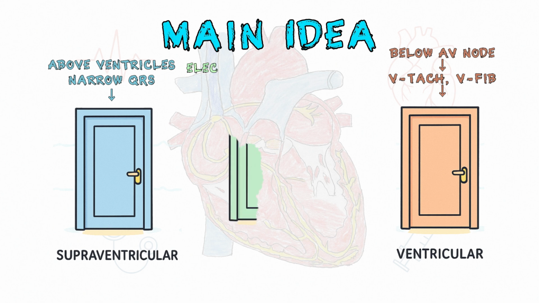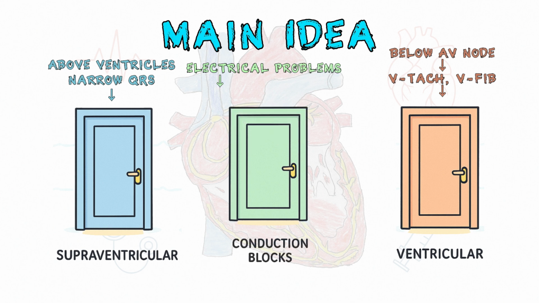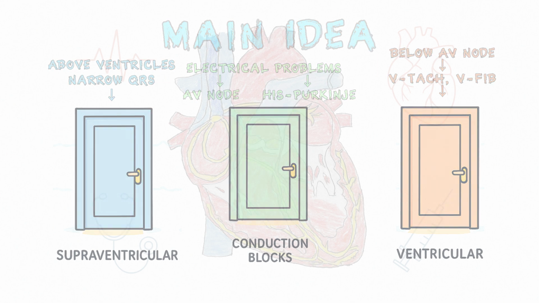C. Blocks or conduction disturbances. These involve problems in electrical transmission through the AV node or His-Purkinje system. These rhythms are not extra beats. They are delays, failures or disconnection in electrical conduction. These three branches form the foundation of everything we study in dysrhythmias. Once you understand this division, every rhythm becomes easier to recognize and interpret.